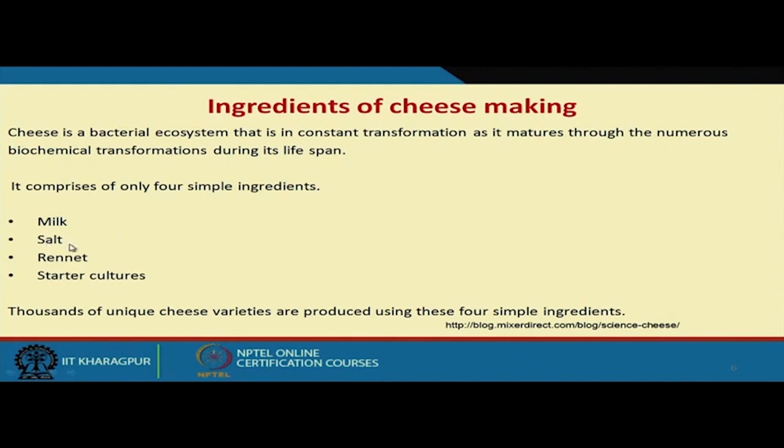Salting is usually done not only to develop the taste but also to reduce bacterial contamination. Rennet is a group of enzymes, particularly proteolytic enzymes, used for separating out the casein, that is, the precipitation of protein. And the starter culture is largely used in the curd making process. We use Lactobacillus casei, Streptococcus lactis, different types of organisms for the curd making process.